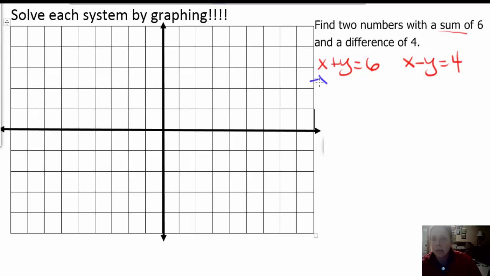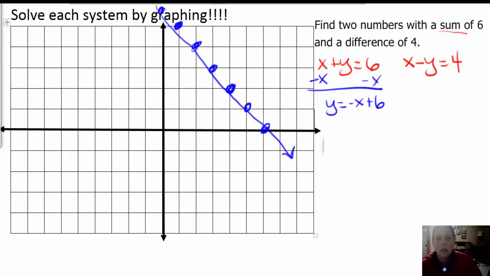Okay, so subtract x, y equals negative x plus 6 over here. Okay, so let's just go ahead and graph that. 1, 2, 3, 4, 5, 6. And it's down 1. It's negative, so it's going to be going like this. Wow! Almost straight.